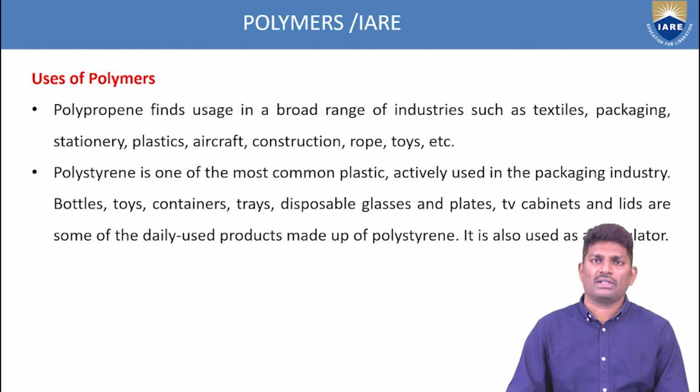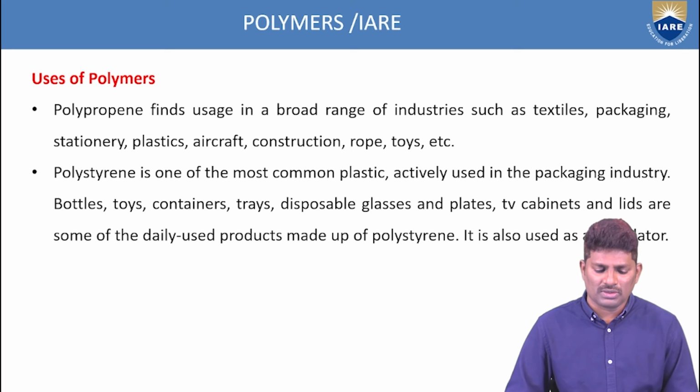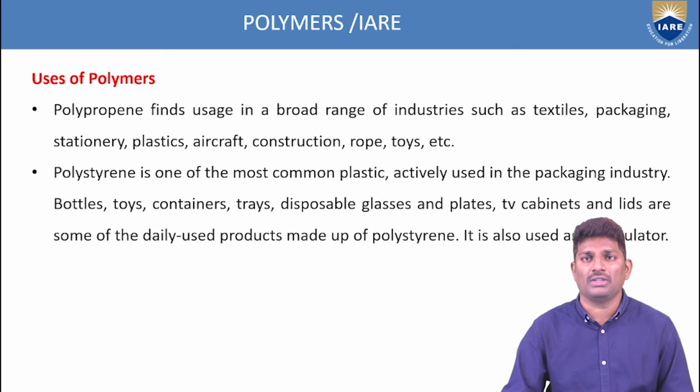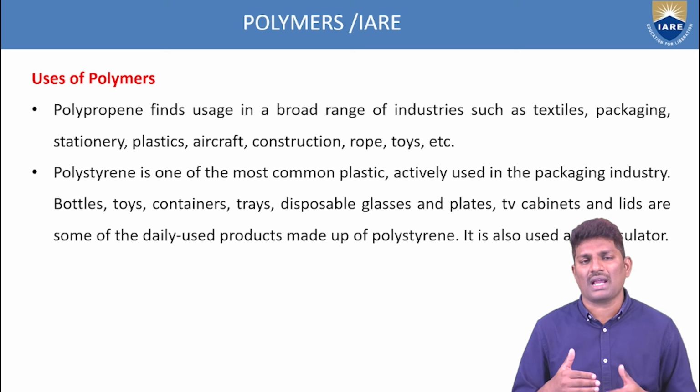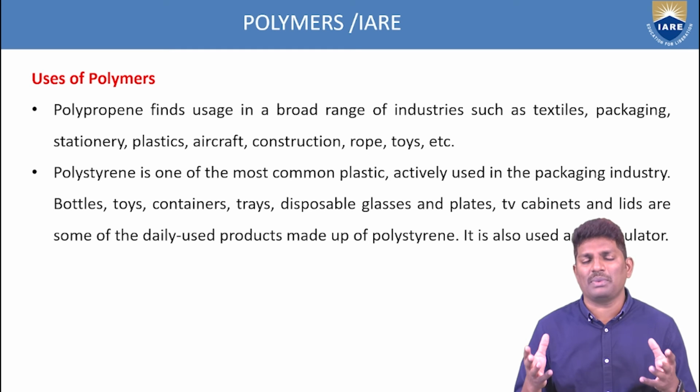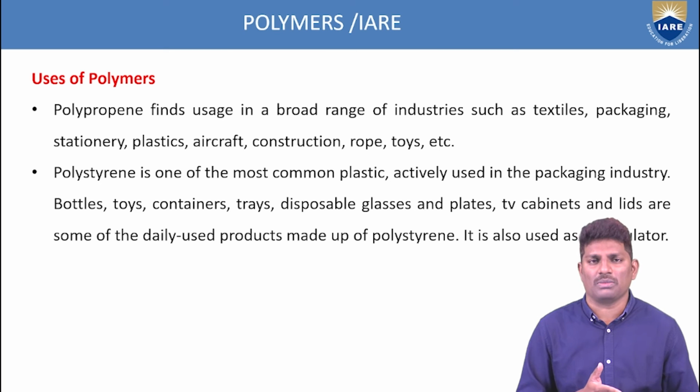Now if you see the different uses of polymers, polypropylene finds usage in a broad range of industries such as textiles, packaging, stationery, plastics, aircraft, constructions, rope, toys, and so on. As we have discussed in the starting, it has a wide application. Since it has very wide applications, there is no particular point to classify these polymers.